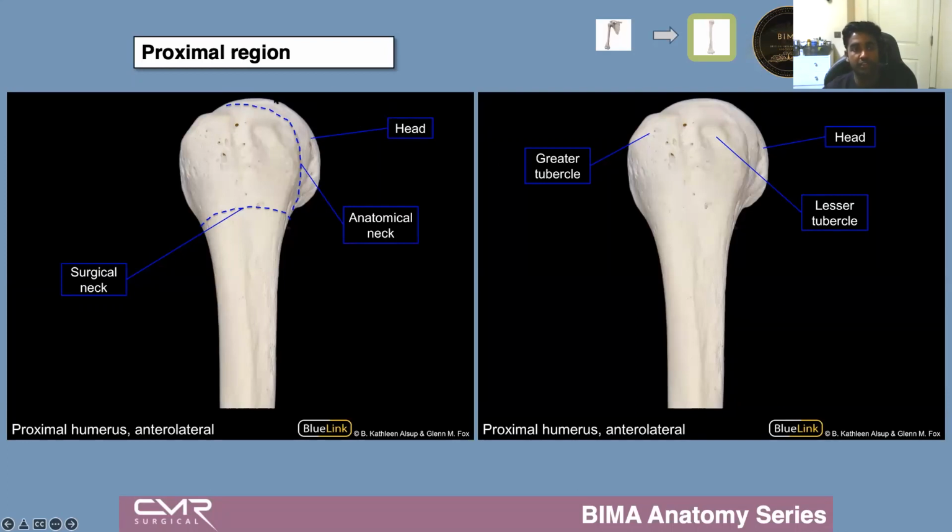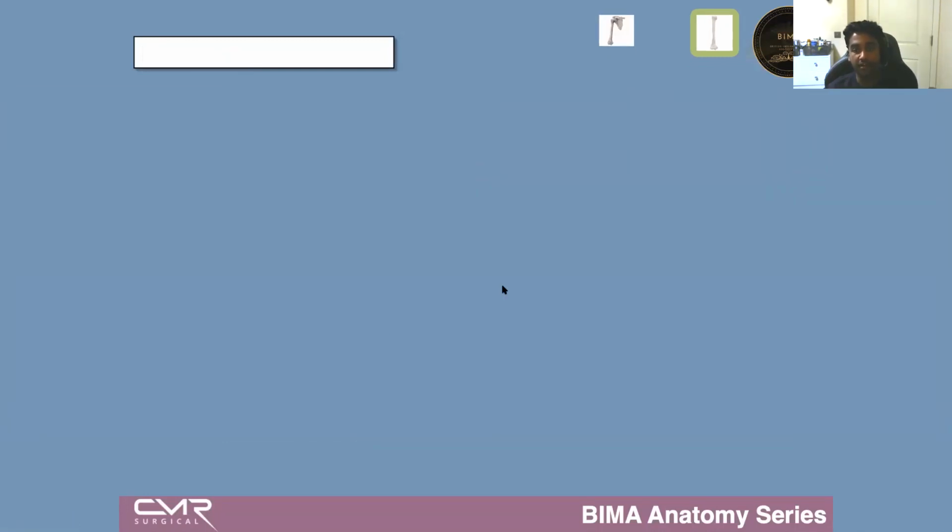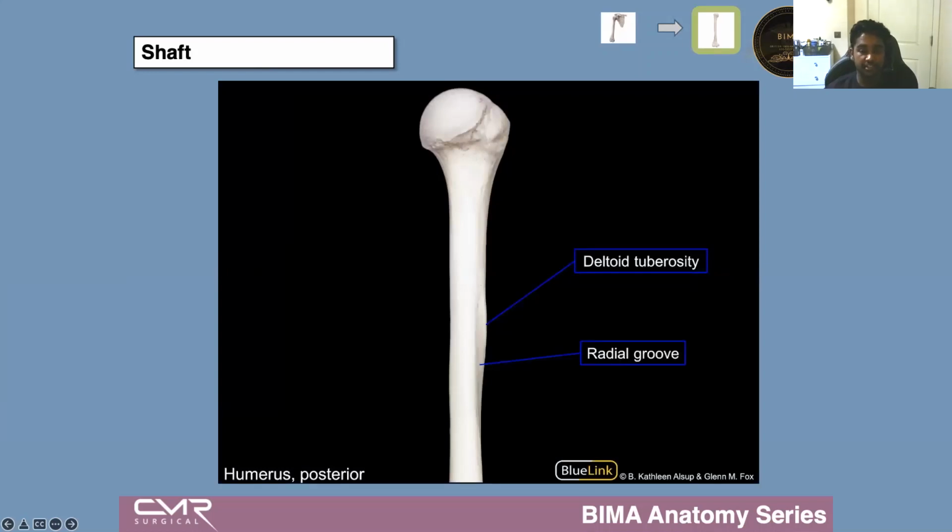And then you obviously have the head of the humerus, and you have the greater and lesser tubercles. Now, tubercle is just referring to a prominence of bone. These are important landmarks because they form a groove. Does anyone know what that groove is called? Intertubercular groove, yes. It can be, but it's also called the radial groove, because the radial nerve is passing through there. You also have the deltoid tuberosity, and these are the two main landmarks you need to be aware of when it comes to the shaft of the humerus.